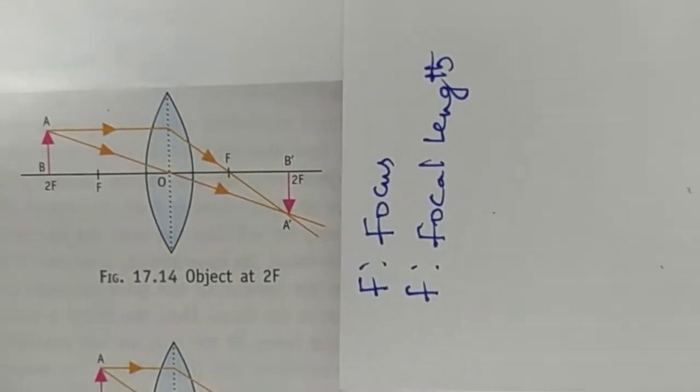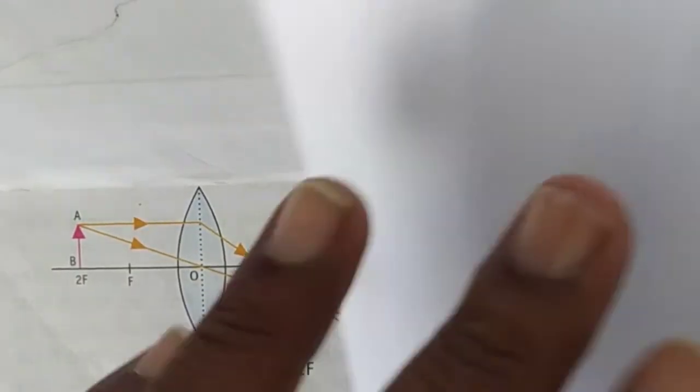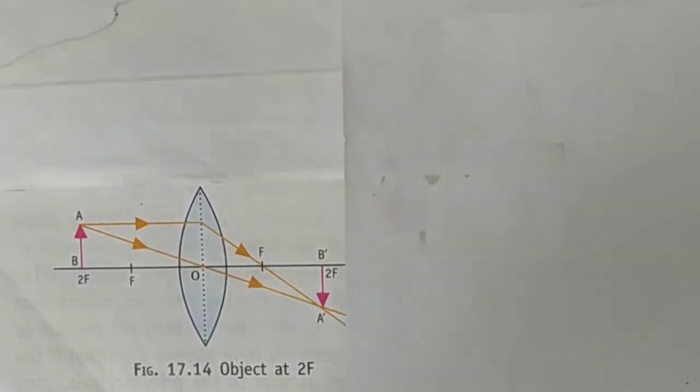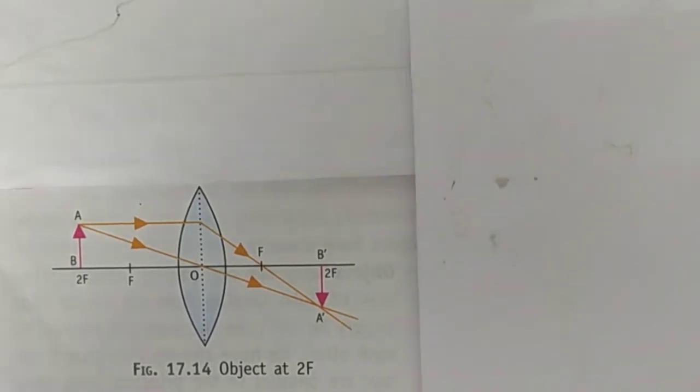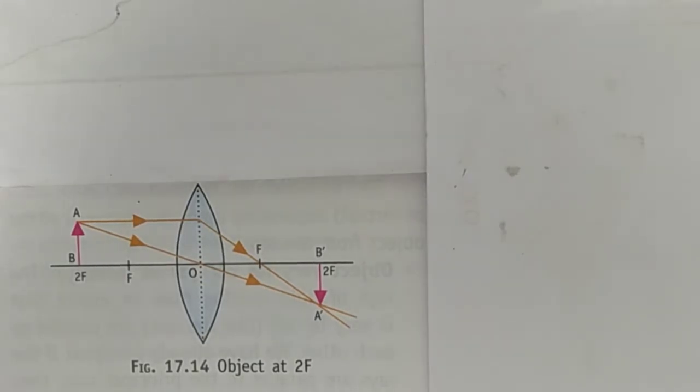Next situation. Now the next situation is when you are keeping the object at 2f. Now here also what we'll do is we'll just consider 2 light rays that are coming from the object.